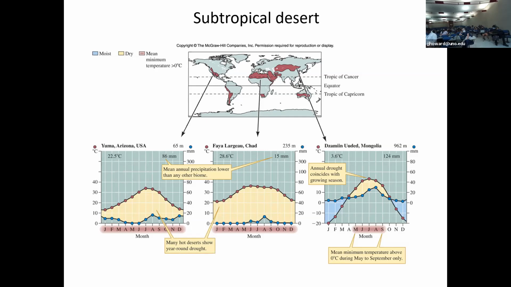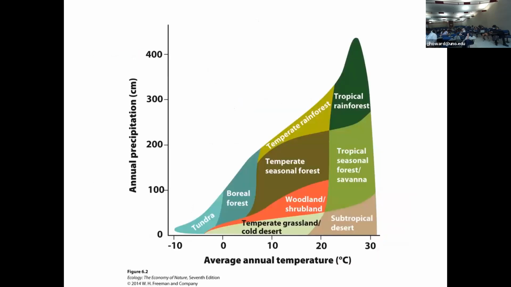Okay, this is why we sometimes don't get through all 9 of these terrestrial biomes. Now we're going to move to the temperate biomes, so temperate rainforest, seasonal forest, woodlands, or Mediterranean climates, as we call them, and grasslands and cold deserts.